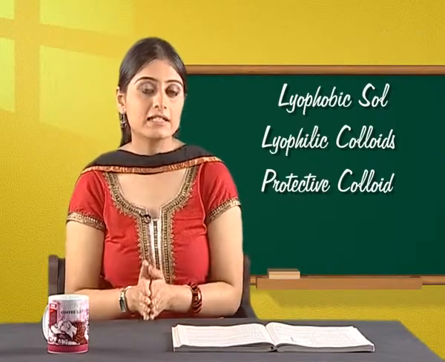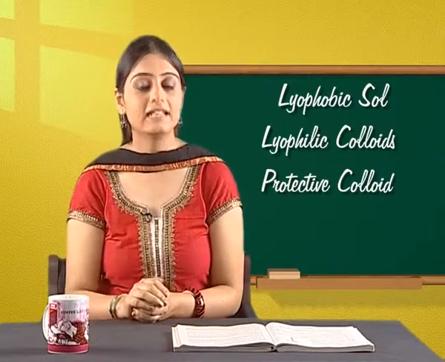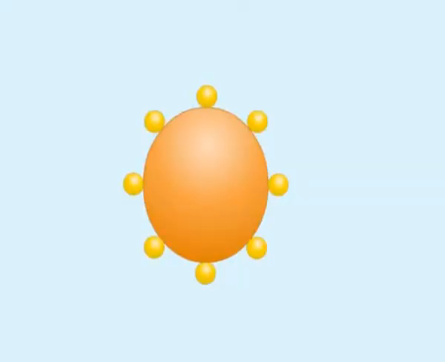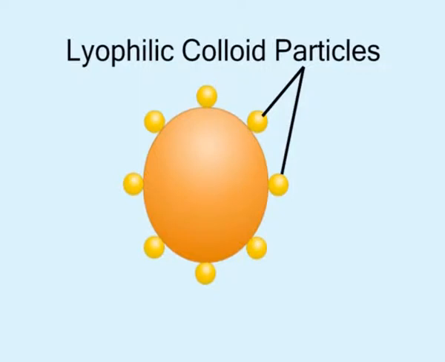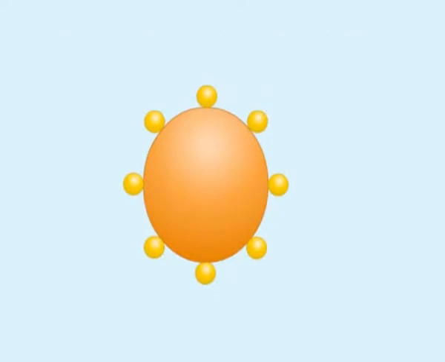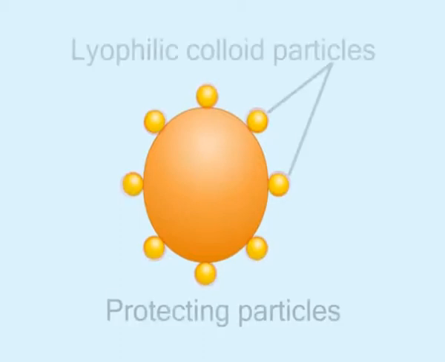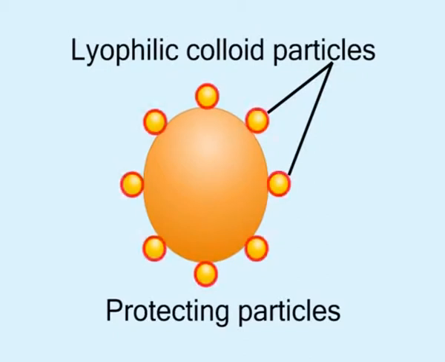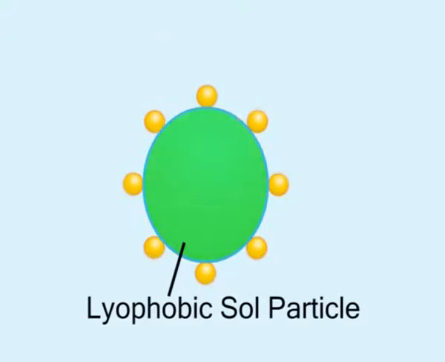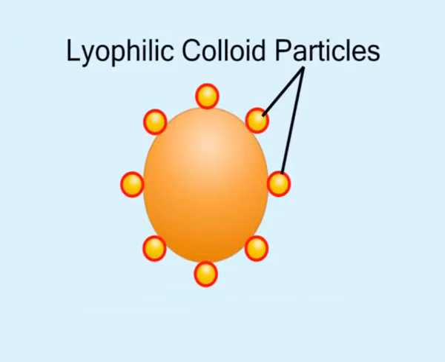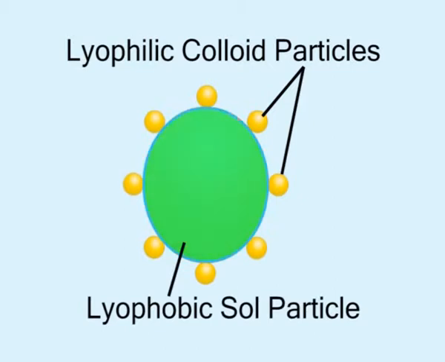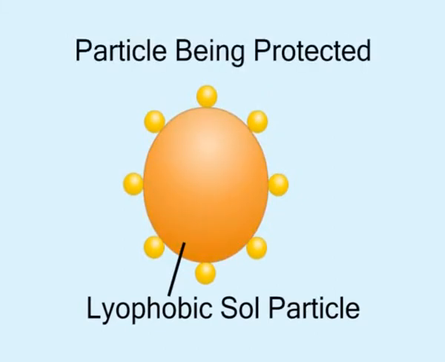Can you predict the mechanism of the protection? Let's have a look at the animation. This animation depicts the protective action of lyophilic colloid particles. The exact mechanism of protection is not very clearly understood. However, it is believed that the lyophilic colloid particles get adsorbed on the surface of the colloid particles present in the lyophobic sol. The adsorbed lyophilic particles thus form an envelope around the lyophobic sol particles and protect them from the action of electrolytes.